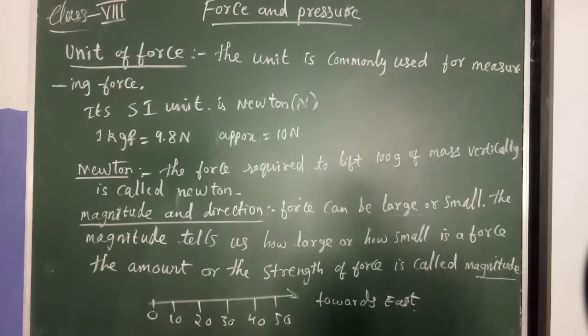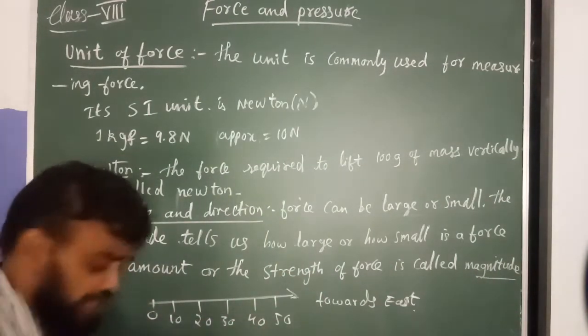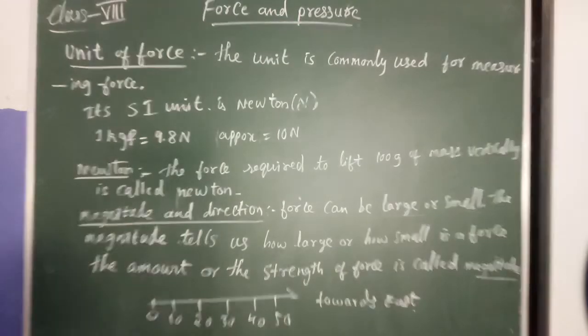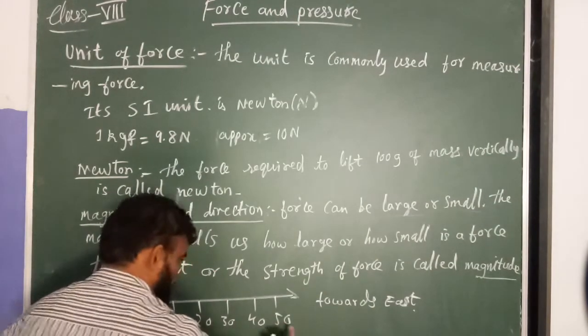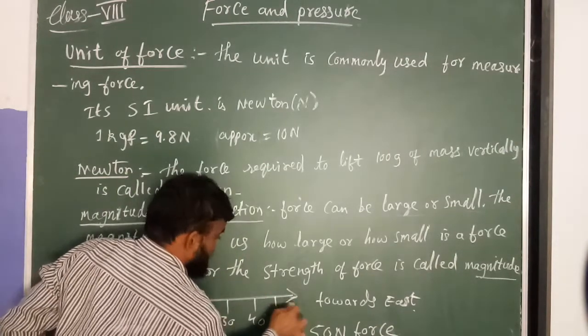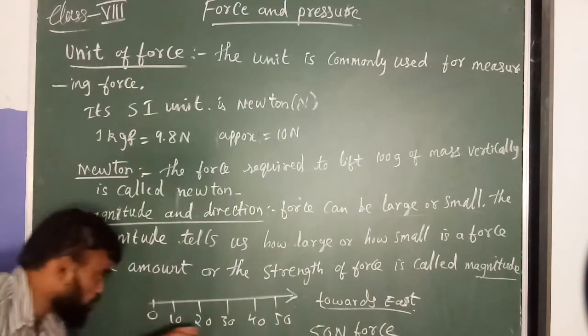Now you can see here the direction of force. The direction of force is shown by the arrow mark towards east. That is how many Newtons there are. A force of 50 Newton is applied in this direction, towards the east, from 0 to 50.